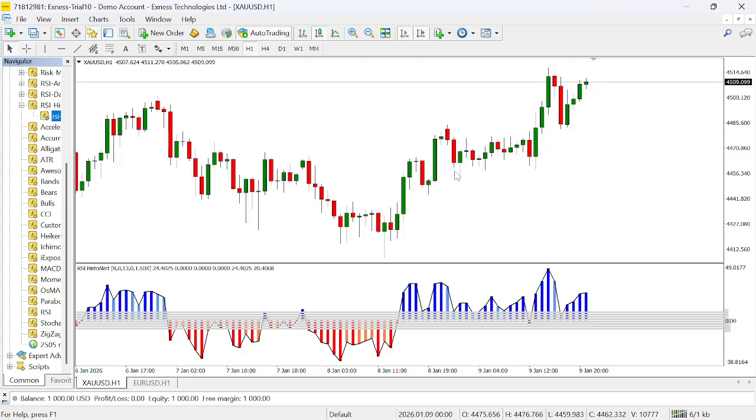However, the RSI histogram can produce lagging signals, especially in fast-moving markets, can generate false signals in choppy or sideways conditions, and should not be used in isolation but rather as one tool among many for analyzing the forex market.